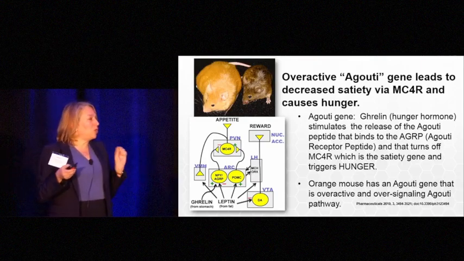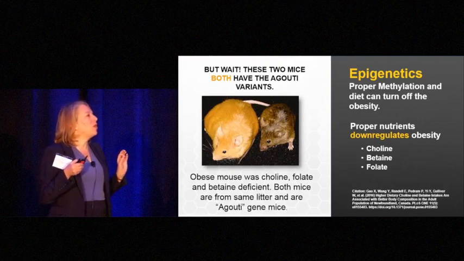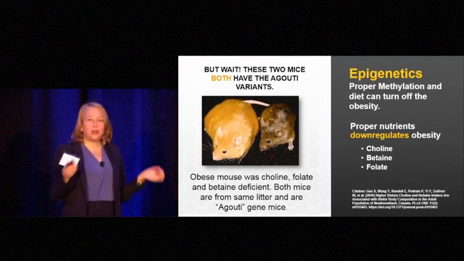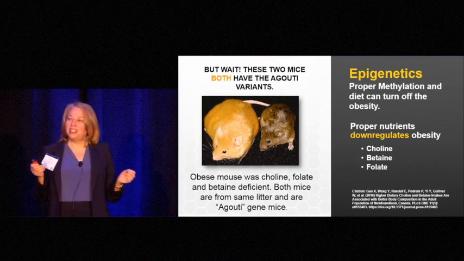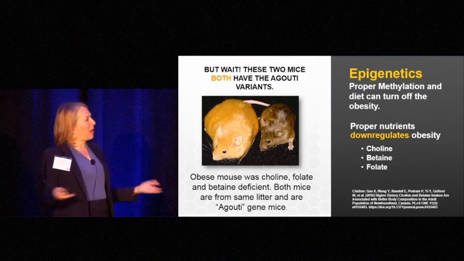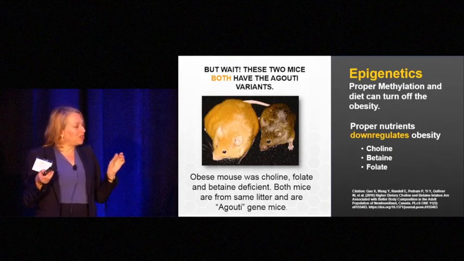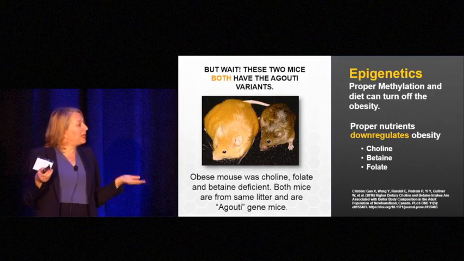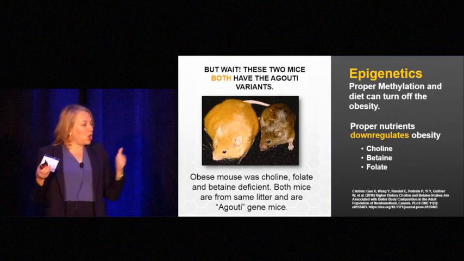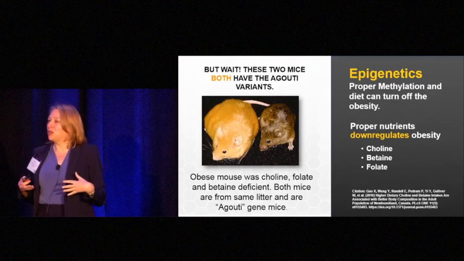So that big fat orange mouse is an agouti mouse. The interesting thing is, they're both agouti mice. How can that be? Well, they were fed different diets. That's why it's such an exciting opening pathway to talk about, because the obese mouse was fed a diet that was choline, folate, and betaine deficient. And choline, folate, and betaine are very, very important methyl donors.